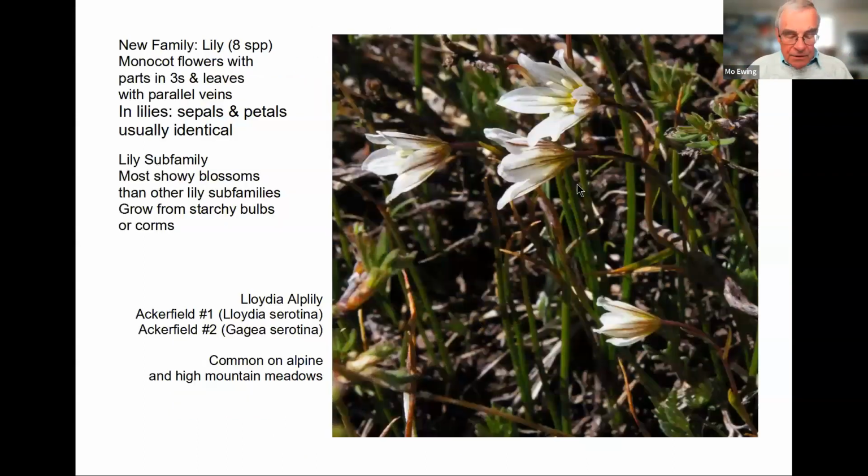And then the last one, Lloydia serotina. Weber and Whitman and Ackerfield in her first book called it Lloydia serotina, but Ackerfield in her second book called it Gagea serotina. Gagea. What an awful name for anything. Anyway, this species is in the lily family.